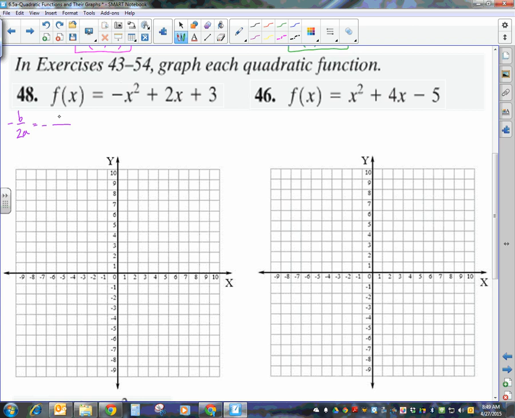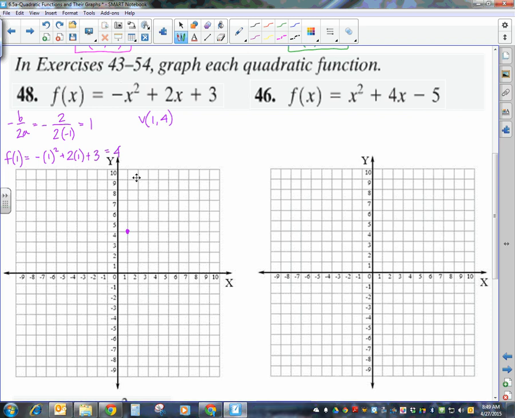B is 2. B over 2 times a is negative 1. Two negatives is a positive. 2 over 2 is 1. And then I'm going to calculate f of 1. And that's negative 1 squared plus 2 times 1 plus 3. And that, of course, gives me 4. So my vertex is 1, 4.